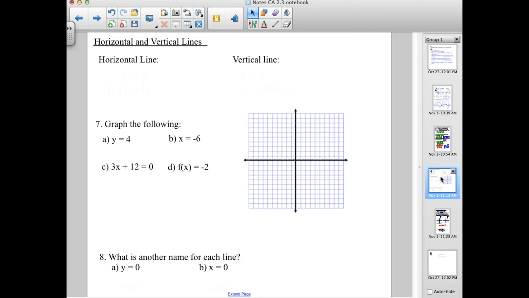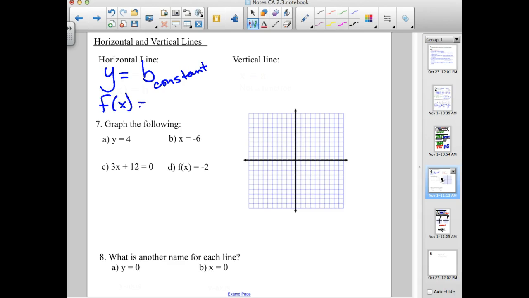All right, so horizontal and vertical lines. How do we write an equation for a horizontal line? Give me an example of one. Okay, it has to be an equation, so y equals 2 would be an example of one. All right. Typically we say just y equals b, where b is some kind of constant. Could we also write it like this? f of x equals b.